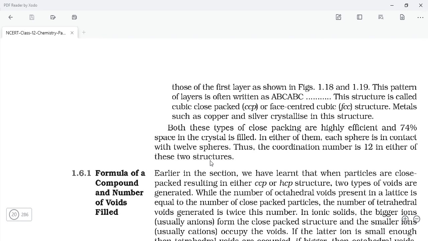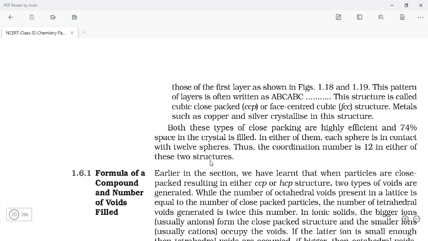Both these types of close packing are highly efficient, and 74% of the space in the crystal is filled. In either of them, each sphere is in contact with 12 spheres. Thus, the coordination number is 12 in either of these two structures. Earlier in this section, we learned that when particles are close packed, resulting in either HCP or CCP structures, two types of voids are generated, while the number of octahedral voids present in a lattice is equal to the number of close packed particles.